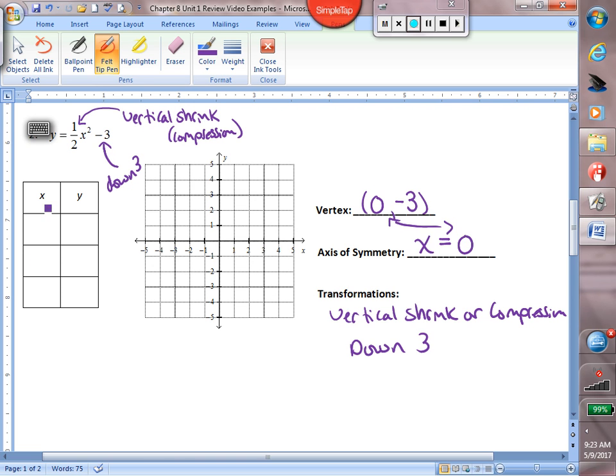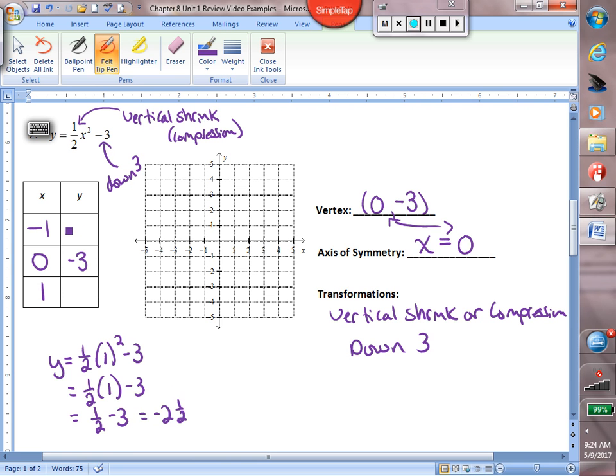When we go to find a few other points, we want to complete our table. Put your vertex point at the middle. Pick some values close to 0. I'm going to pick -1 and +1. Substitute in either value you would like. I'm going to stick with the +1. Again, I cannot stress this enough. We need to make sure we do our exponent before we multiply. 1 squared is 1. So we end up with 1/2 minus 3. We get -2.5. And if you want to put the decimal 2.5, you sure can.